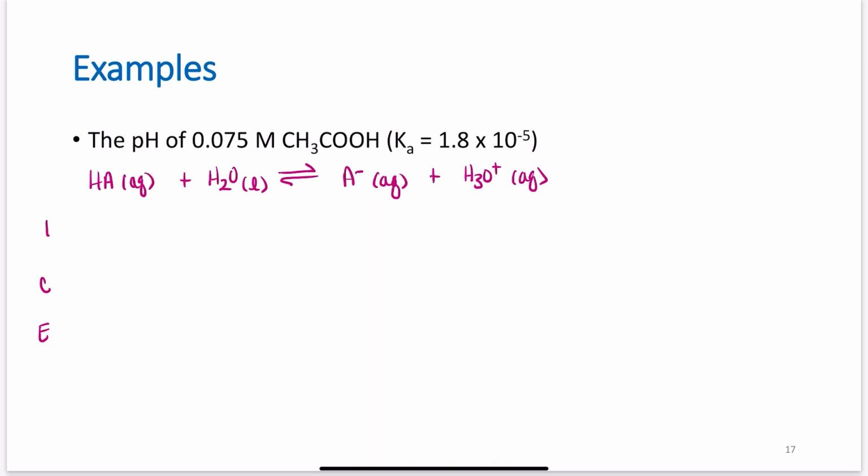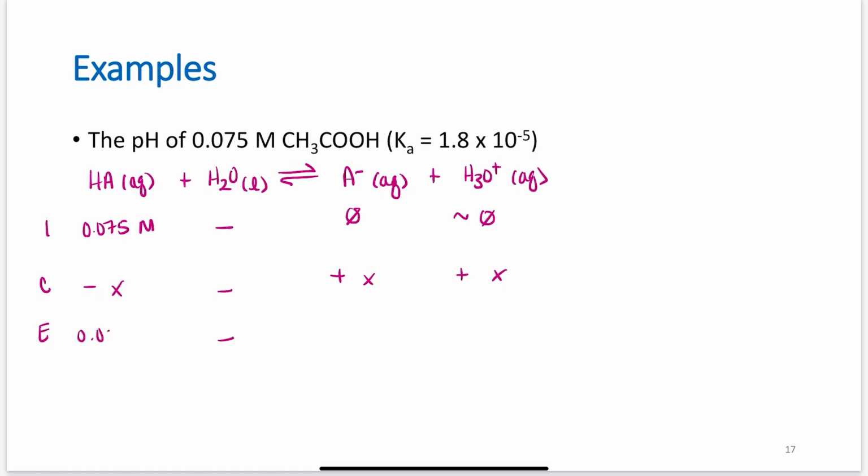It tells me I have a 0.075 molar solution, so I have 0.075 molar HA. I don't have any A- to start, and my H3O plus is approximately 0. Again, approximately, because what I really have in solution is about 1.00 times 10 to the minus 7th molar to start, which is so small that we say approximately 0. Minus X for change on the reactant side, plus X for change on the product side.